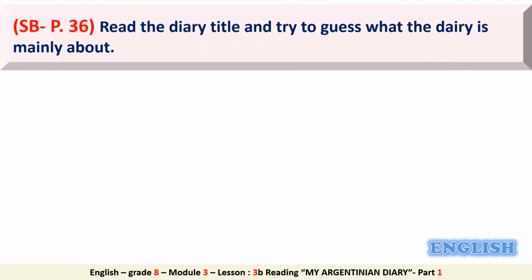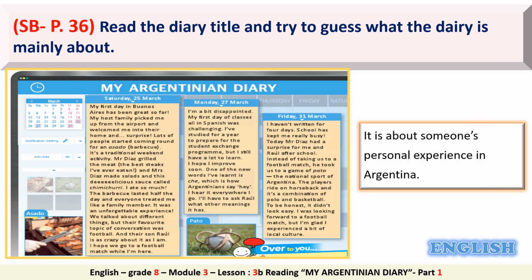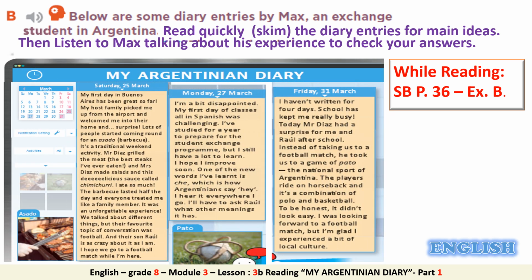Now open your student book, page 36. Read the diary title and try to guess what the diary is mainly about. Well, it seems to be about someone's personal experience in Argentina. Now move to exercise B, student book, page 36. As you can see here, below are some diary entries by Max, an exchange student in Argentina. Read quickly or skim the diary entries for main ideas. Then listen to Max talking about his experience to check your answers.